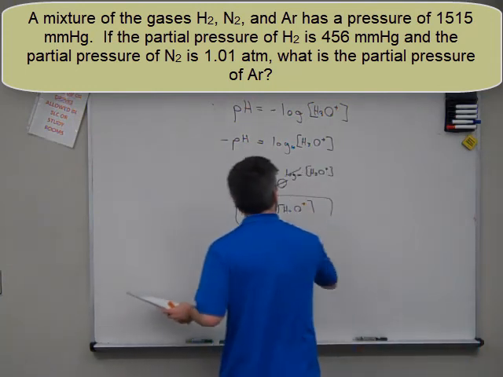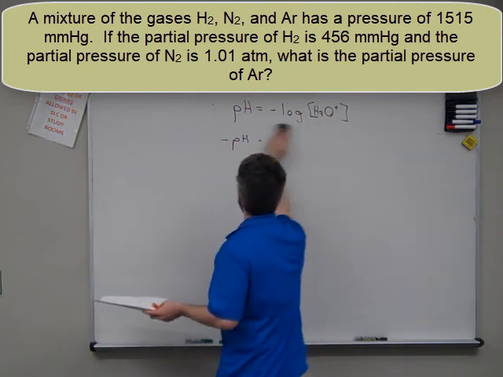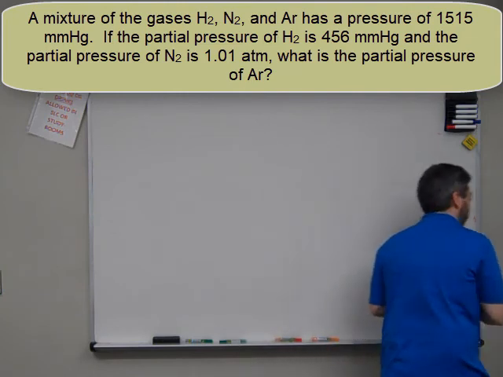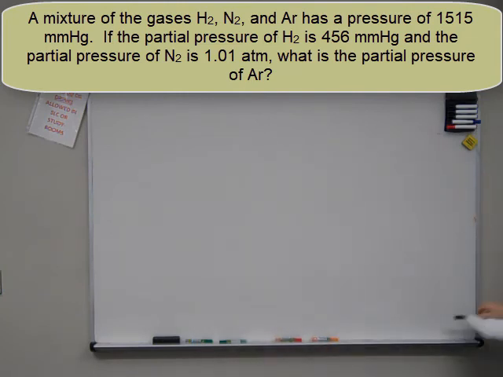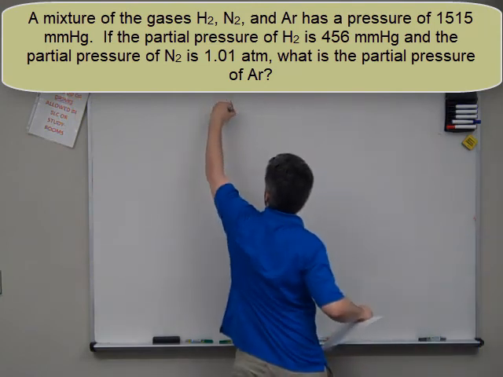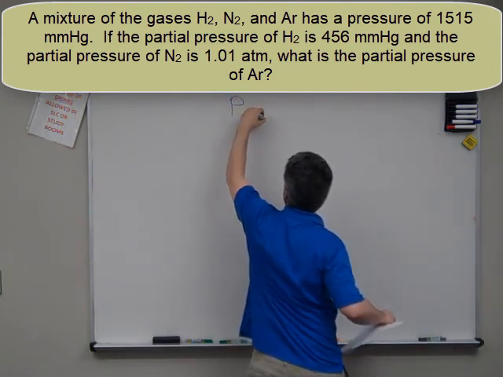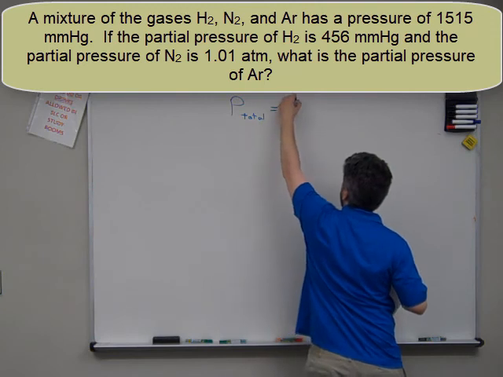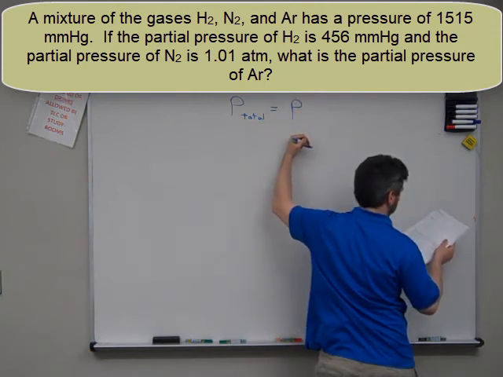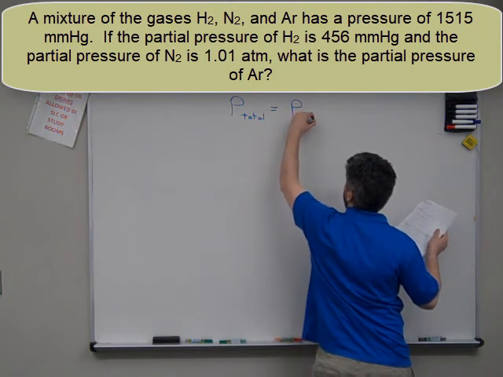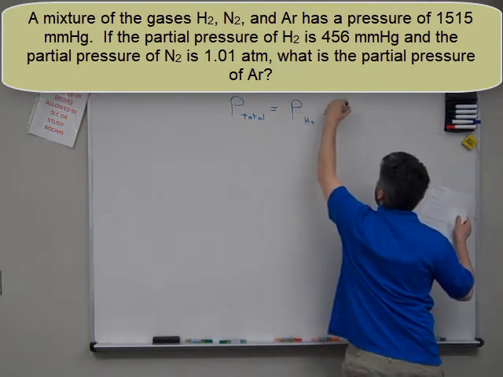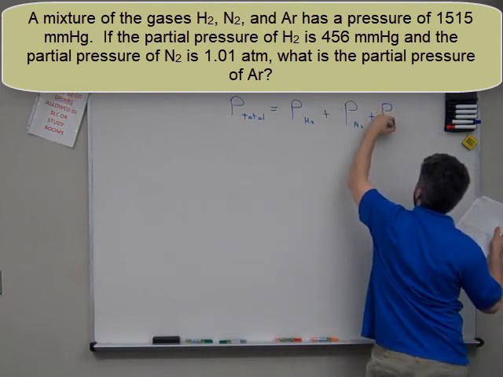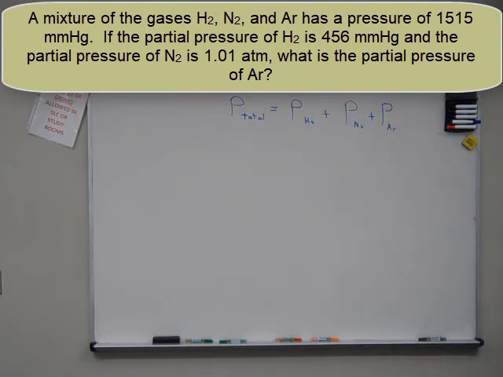So for this particular problem, what you're going to want to do is recognize that this is an application of Dalton's law of partial pressures. What Dalton's law of partial pressures states is that the total pressure of any system is equal to the sum of the partial pressures in that system. So, in other words, since there are 3 gases in this mixture, the partial pressure of hydrogen plus the partial pressure of nitrogen plus the partial pressure of argon are all going to add up to the total pressure of the system.